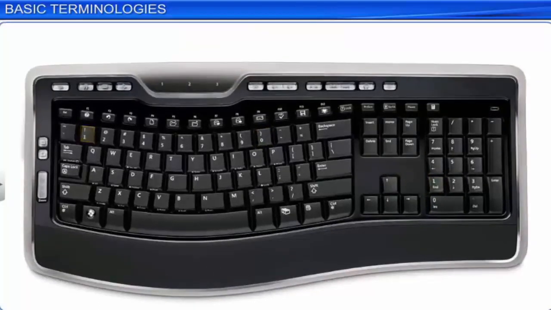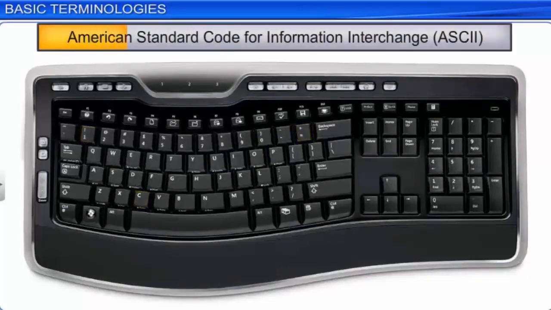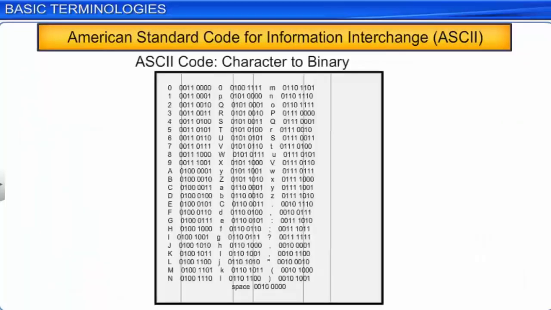Numbers, letters, and special characters can all be represented using the American Standard Code for Information Interchange, popularly known as ASCII. ASCII uses coding of letters and characters in terms of numbers that a computer can understand.